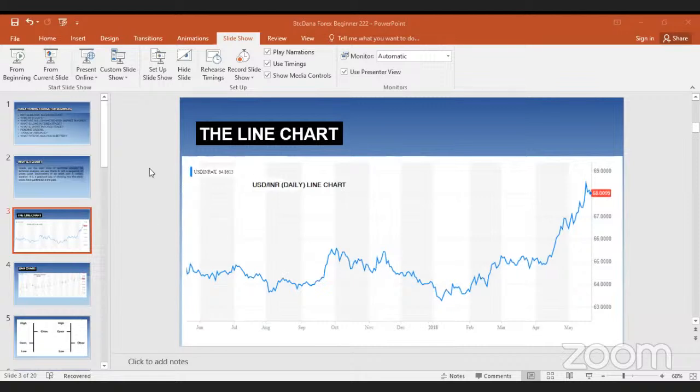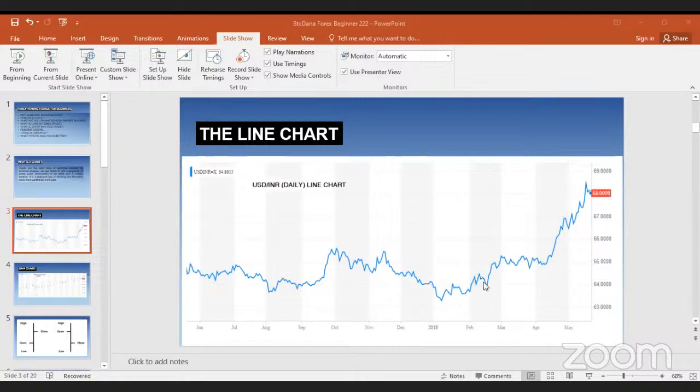So, like I was saying, we have three types of chart in the forex market. We have the line chart, the bar chart, and the candlestick chart. This is an example of how the line chart looks. You see, it looks like a line. It goes up, it goes down. In forex, we don't have a straight line market. It's always going zigzag, going down, going up. I hope you can see.